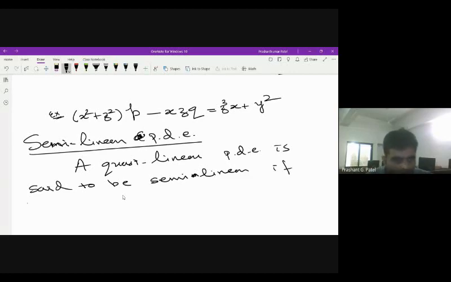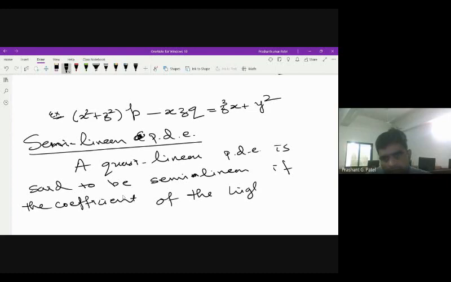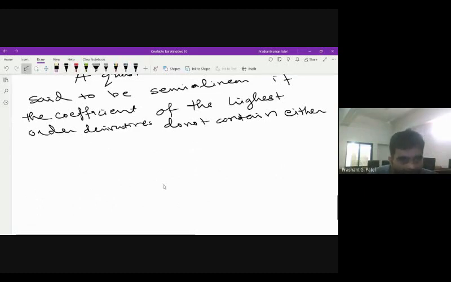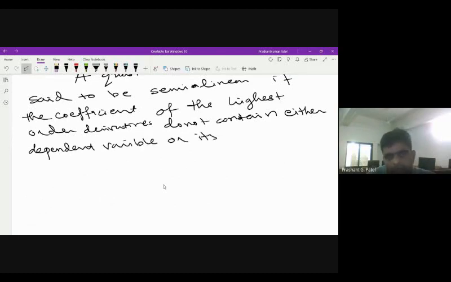if the coefficient of the highest order derivative does not contain either the dependent variable or its derivative.